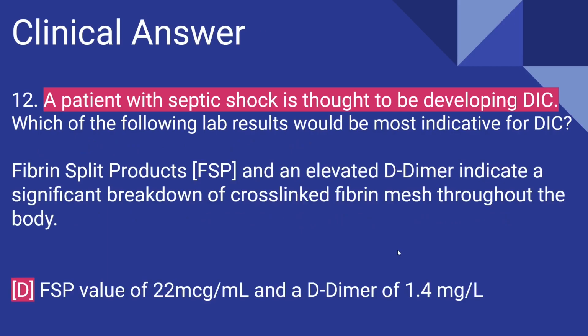Well, the key with DIC is, what's the end product of breaking down these clots? That's going to be really key in telling us, are we breaking down a normal amount of blood clots in the body? And if not, then these values should be high. If we're breaking down too many clots, then our garbage, the fibrin split products and the D-dimer, should be elevated.